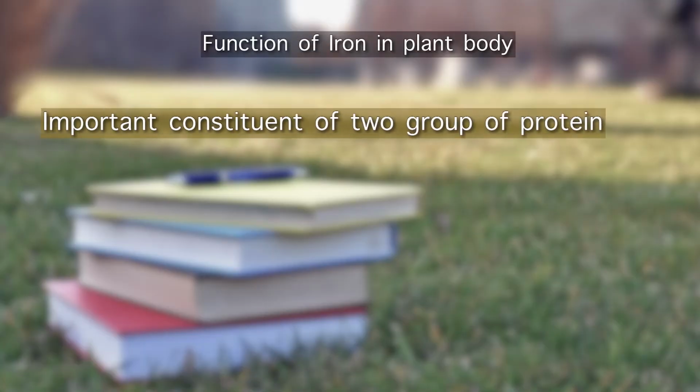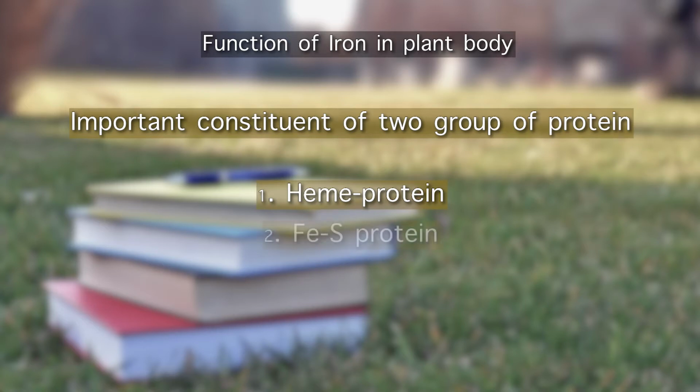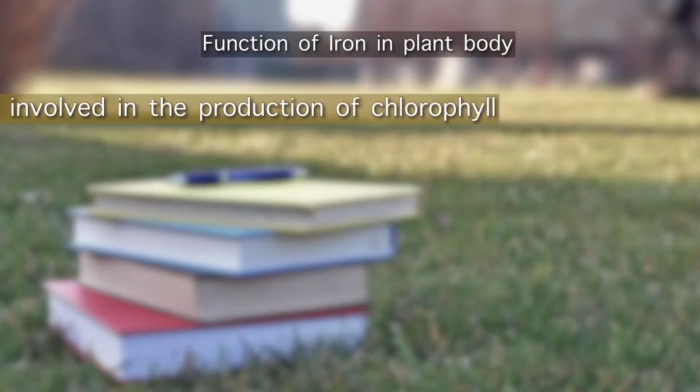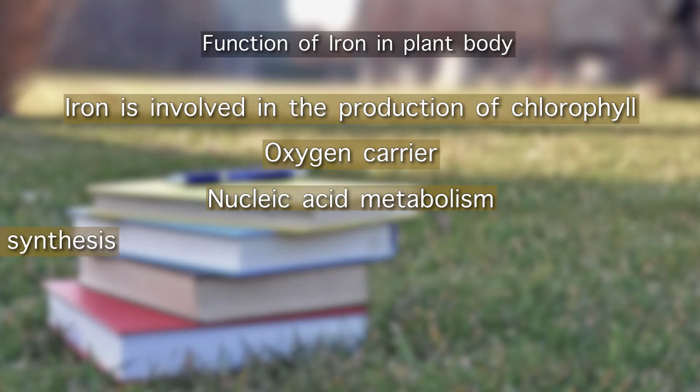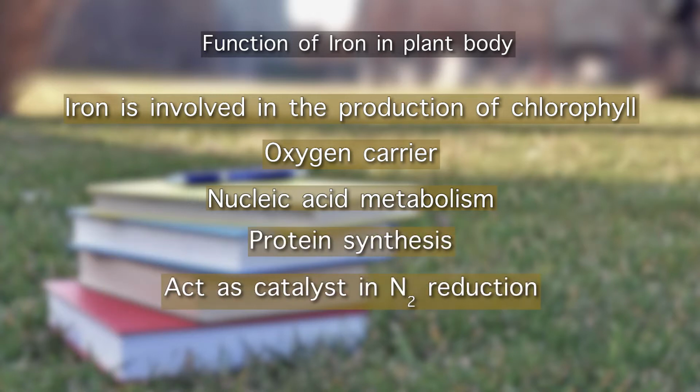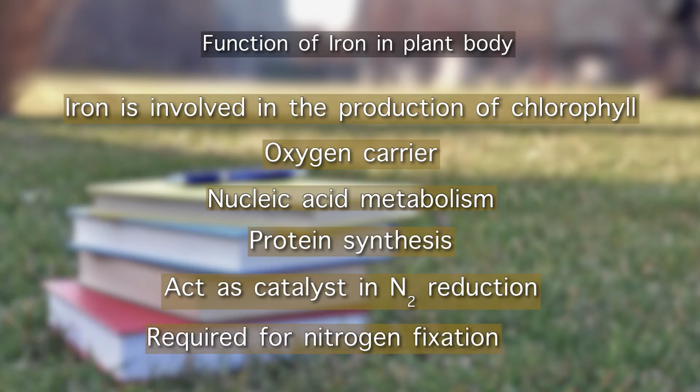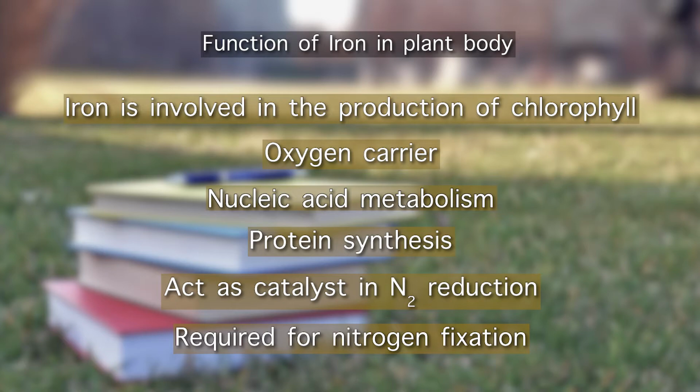Iron, as you know, is a major element for microbes, but it is a microelement for plants. In plants, it is mostly utilized for the production of heme protein or Fe-S protein, and it is absorbed in the form of water-soluble salts. Iron can be used in the production of chlorophyll, as an oxygen carrier, in nucleic acid metabolism, protein synthesis, or as a catalyst in different metabolic processes, and it is also required for nitrogen fixation.